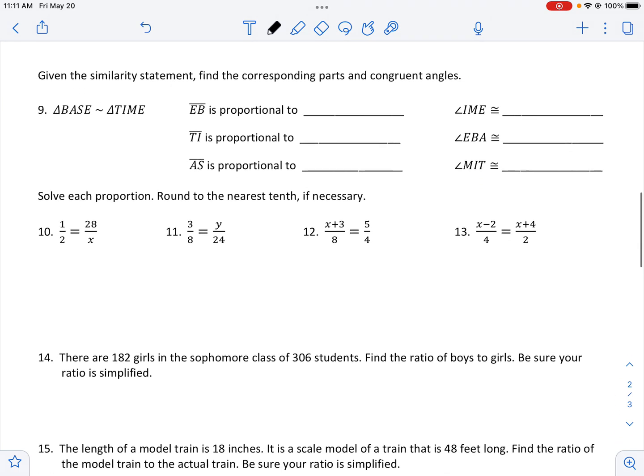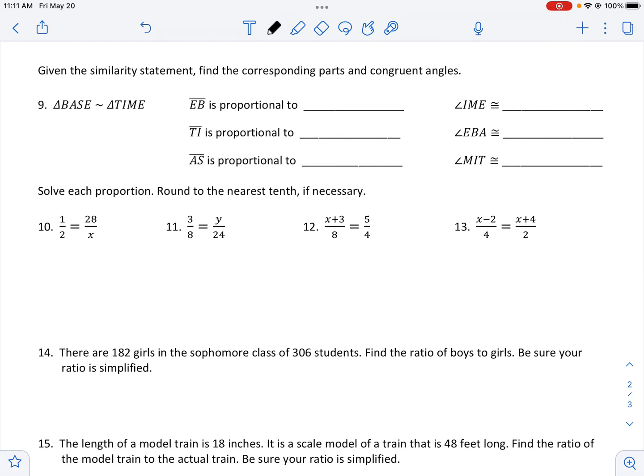The other part of similarity is that letters that are in the same spot are congruent. So EB, ET, TI, BA, AS, IM, ASE, EBA would be ETI, MIT, SAB.